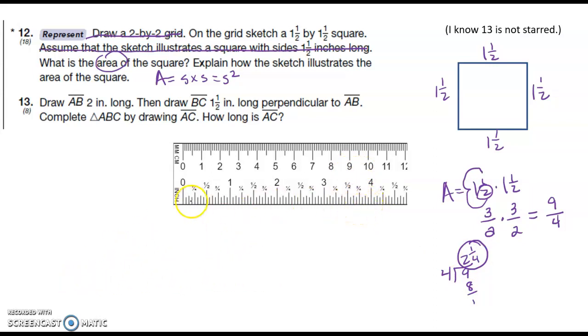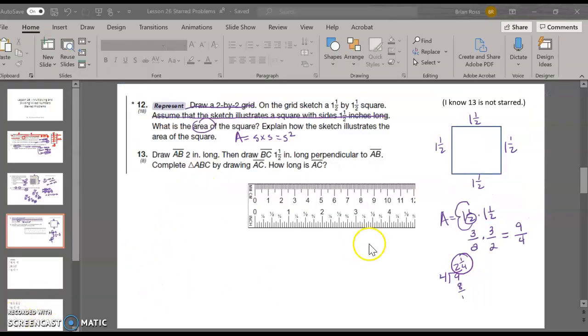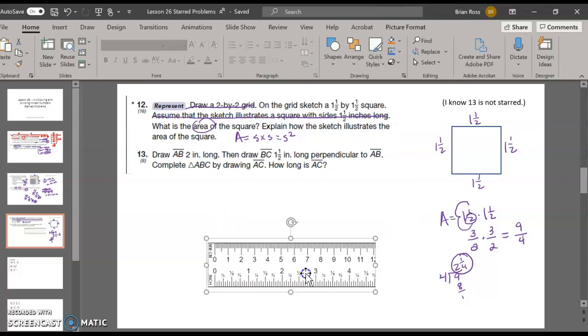I'm going to pause the video for a second and take it out of this view so that I can use my ruler so we can do 13. Okay, so now I can move my ruler around, and you can see me moving my ruler around. It says, let's read 13, which I know is not starred, but draw AB as 2 inches long, then draw BC as 1.5 inches long, perpendicular.